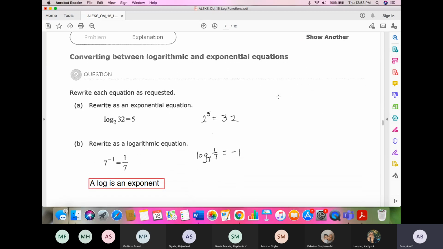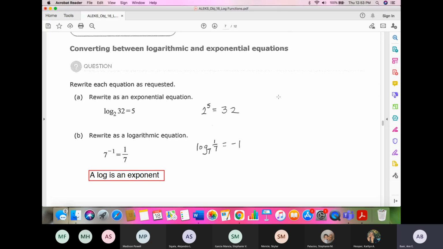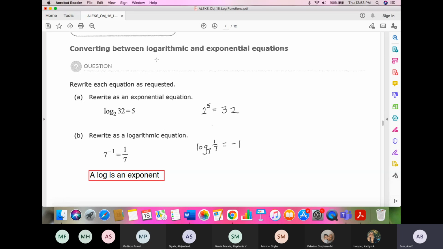Converting between logarithmic and exponential equations. Same topic, different question. Rewrite as an exponential equation. That means we're going to have a variable in the exponent. So we are going to use base. What's the base? That's what's down here off the normal line of writing. That's the base of this log function here, which is 2.